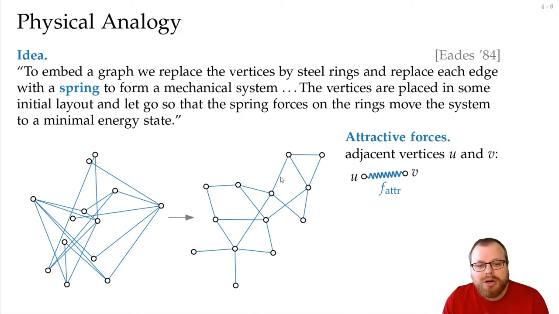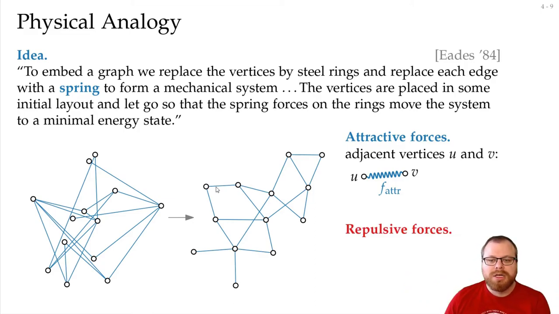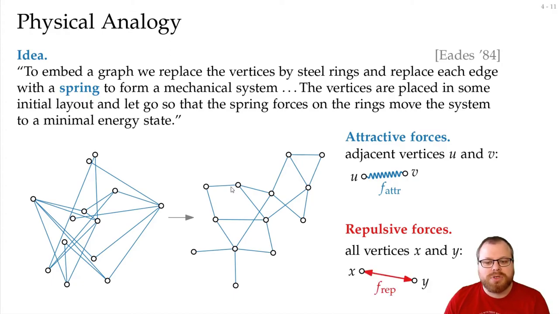So we also want these non-neighboring vertices to be far apart. We want the springs to not only pull, but if the vertices are too close, we also want them to push so that we get to some optimal spring length. So we also need repulsive forces. You can imagine that all the vertices are magnets and they are all negative or all positive. So these vertices push against each other. And this repulsive force we have between every pair of vertices.